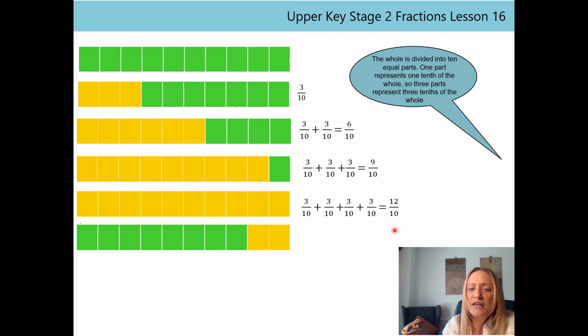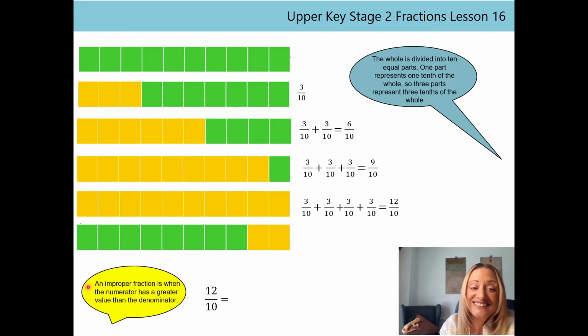What can you tell me about 12 tenths? Can you remember how we describe that, the terminology we can use to express it? Yes, I can hear you screaming at me. It's an improper fraction. Let's say this together. An improper fraction is when the numerator has a greater value than the denominator.